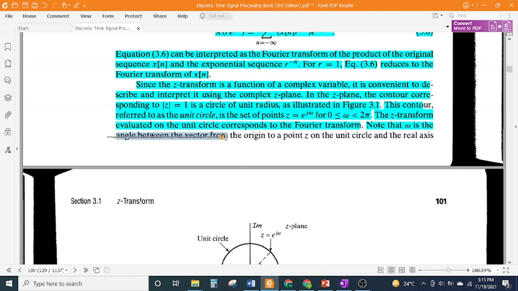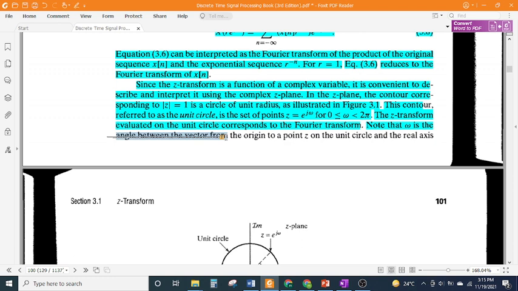Figure 3.1: The unit circle in the complex z-plane. If we evaluate X(z) at points on the unit circle in the z-plane beginning at z = 1, i.e., ω = 0, through z = j, i.e., ω = π/2, to z = -1, i.e., ω = π, we obtain the Fourier transform for 0 ≤ ω ≤ π. Continuing around the unit circle would correspond to examining the Fourier transform from ω = π to ω = 2π or, equivalently, from ω = -π to ω = 0.